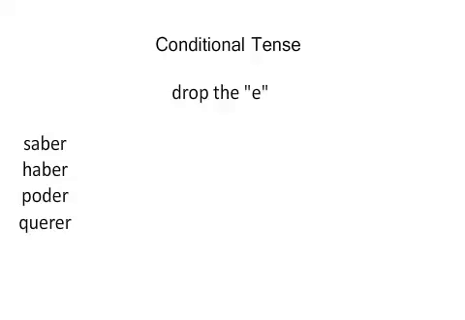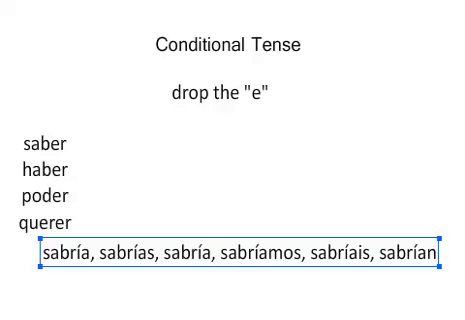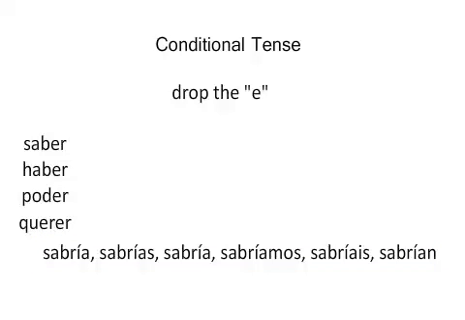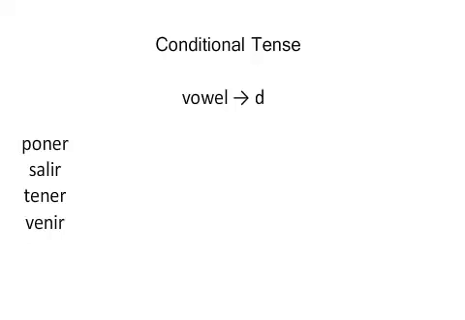So here we see our same examples of drop the E verbs in the conditional tense as we saw in the future tense. Again, instead of sabería, we would have sabría, sabrías, sabría, and so forth. The same, of course, would go for any of these others or other verbs that maybe drop the E in the conditional tense. Likewise, with vowel to D, we're going to look again at the same examples.